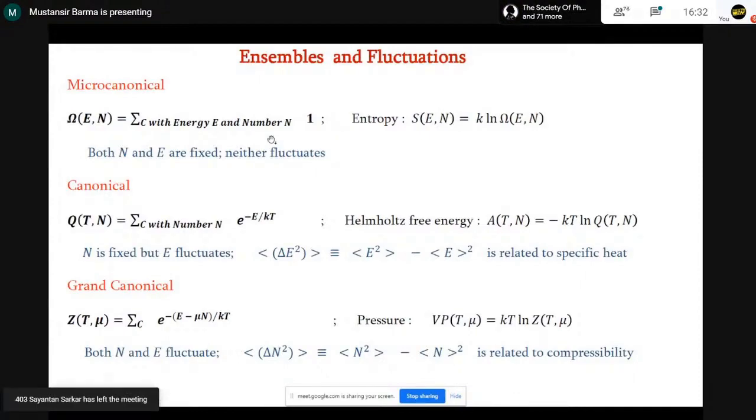But of course, you may have a system in which you don't specify the energy, rather you specify, instead of the energy, the temperature.